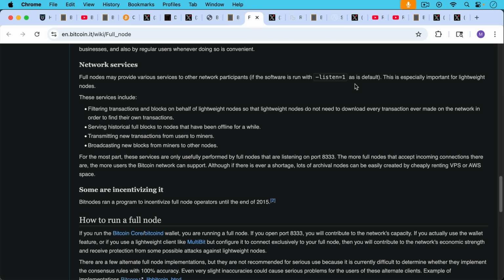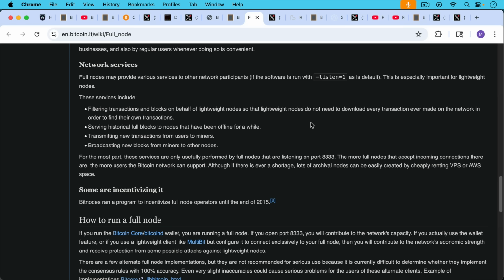These services that these full nodes provide include filtering transactions and blocks on behalf of lightweight nodes so that lightweight nodes do not need to download every transaction ever made on the network in order to find their own transactions. This would be prune nodes. Serving historical full blocks to nodes that have been offline for a while, transmitting new transactions from users to miners, broadcasting new blocks from miners to other nodes. For the most part, these services are only usefully performed by full nodes that are listening on port 8333. The more full nodes that accept incoming connections there are, the more users the Bitcoin network can support.